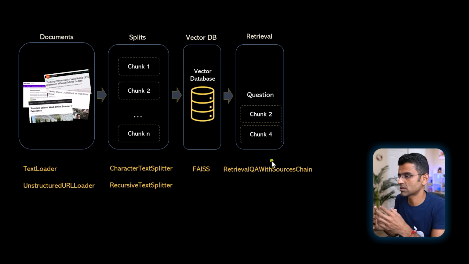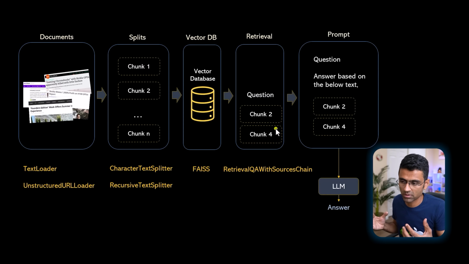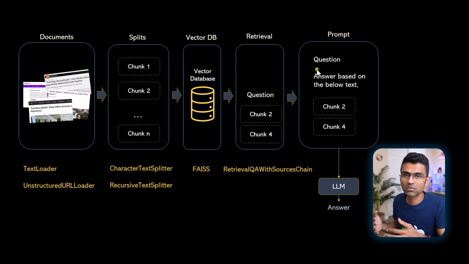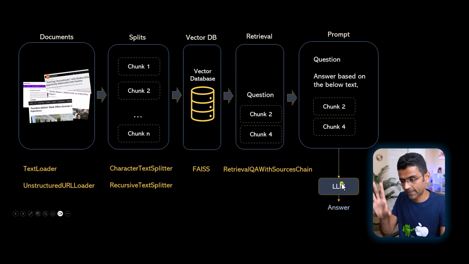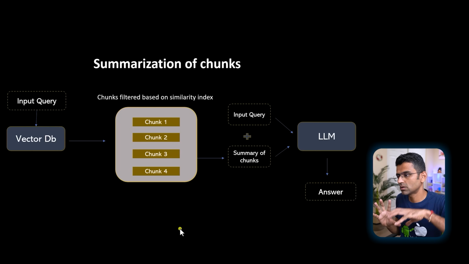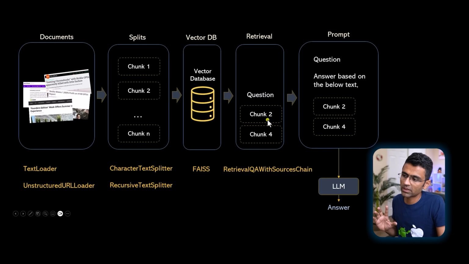Let's say my relevant chunks are chunk number 2 and chunk number 4. Using these chunks, I will form an LLM prompt. The prompt will be something like, "I have an H100 GPU, what is the price of it? Give me the answer based on the below text", which is chunk 2 and chunk 4. And then the LLM will give you the answer. The benefit of this is you can tackle the problem of the token limit and also save some bill on your OpenAI calls.